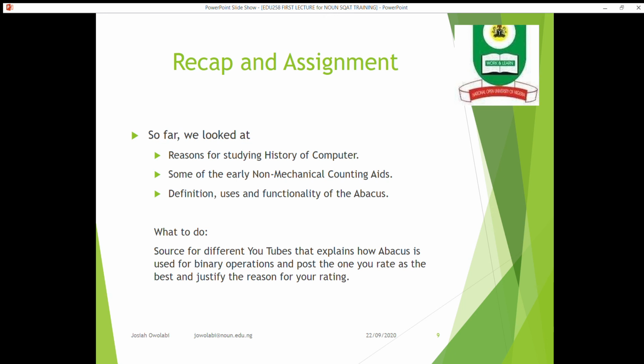And then we have looked at some of the early non-mechanical computing devices. We are going to look at mechanical computing devices later, and some other things, to see how the computer developed to where we are today. And the abacus in particular, because we've seen how useful it is, how it functions, and how we can even use it today to help our children who are in the early years in school to actually learn.